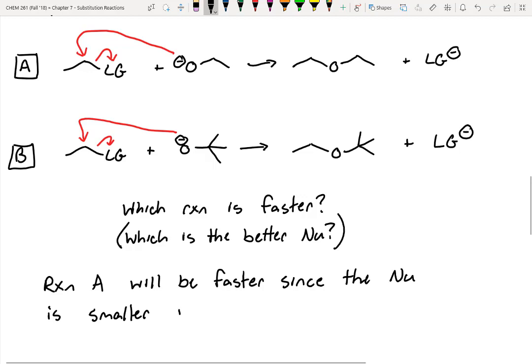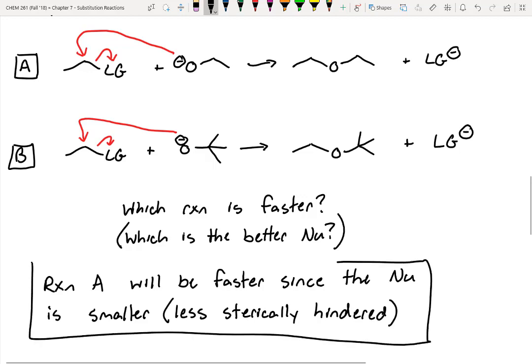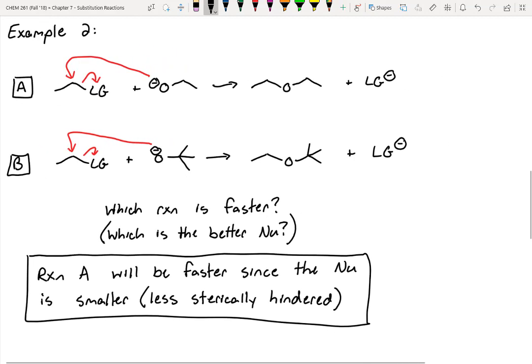Smaller and more compact. Or actually smaller, and actually I'm going to change this. Smaller or less sterically hindered. All right. This does get confusing for people though, and I'll show you why.